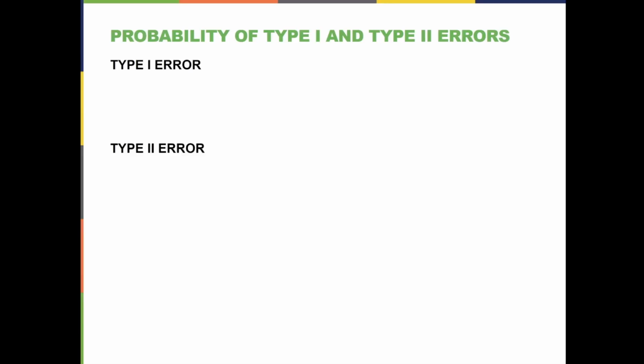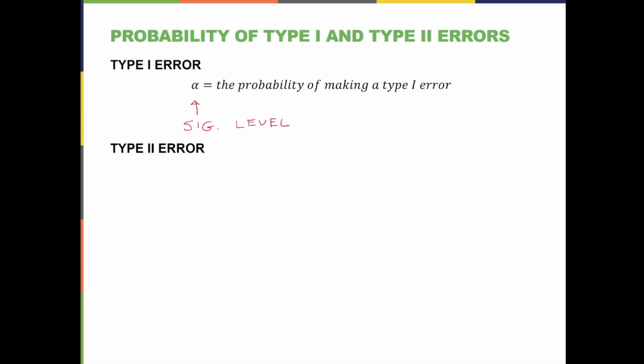Type 1 error and type 2 error both have a probability of occurring that can be calculated. In this class, though, I just want you to know the general notation for a type 1 and type 2 error. A type 1 error is known as alpha, the probability of making a type 1 error. Alpha is the significance level we've been using since we began learning about hypothesis testing.